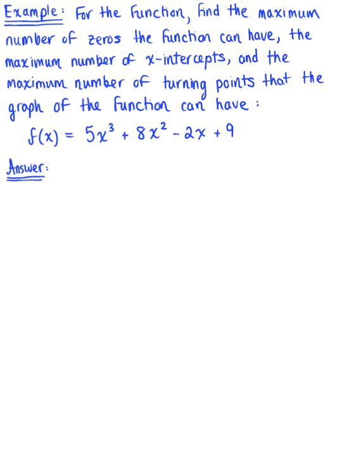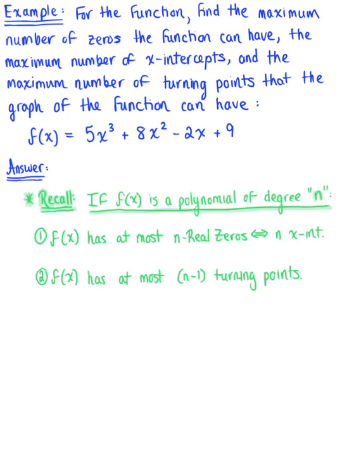So to get us started, I want to begin by recalling that if a function f of x is a polynomial function of degree n, then we can make the following conclusions. We can conclude that f of x has at most n real zeros. So in other words, if f of x is a polynomial of degree n, then f of x can have at most n x-intercepts. So n real zeros and n x-intercepts are equivalent.